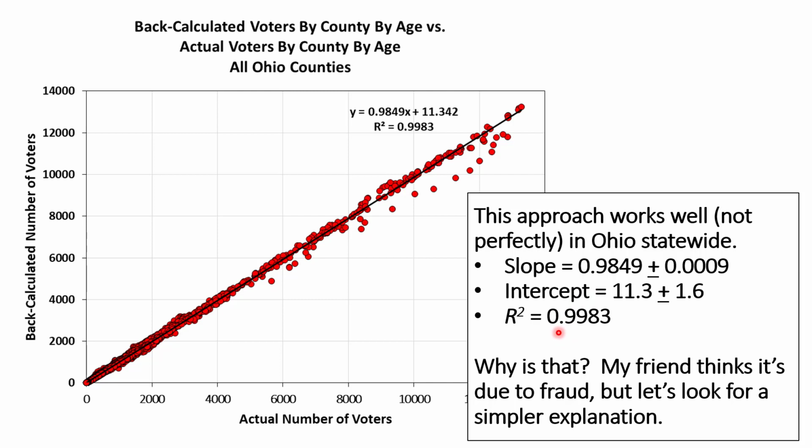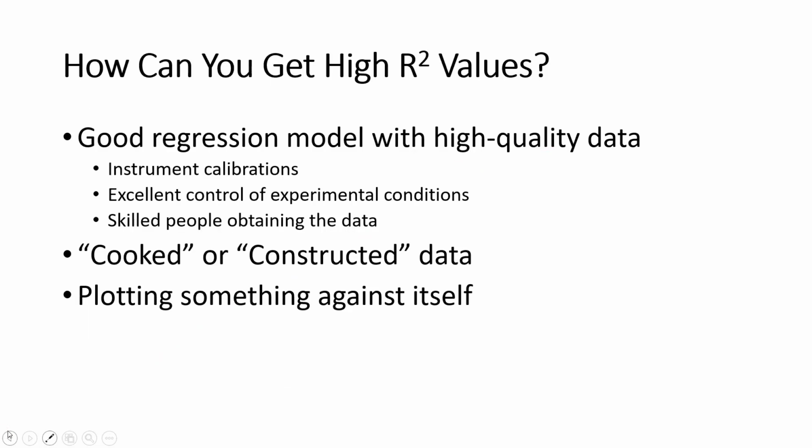The question to ask at this point is, why is this correlation coefficient so high? My friend says it must be due to fraud because this is a really good correlation coefficient. But I think maybe we should be looking at simpler explanations before we go through some very massive, complicated scenario of election fraud. So to frame this, let's first think about how you can get high correlation coefficients. How do you get high R-squared values? Well, one way is if you have a really good regression model and really good data. Sometimes you can get those in instrument calibrations. You can get them in lab experiments if you've got really good control of your experimental conditions and really good analytical work, if you have skilled people obtaining the data. So it is possible. My friend points out that in the social sciences, very high R-squareds are kind of rare.